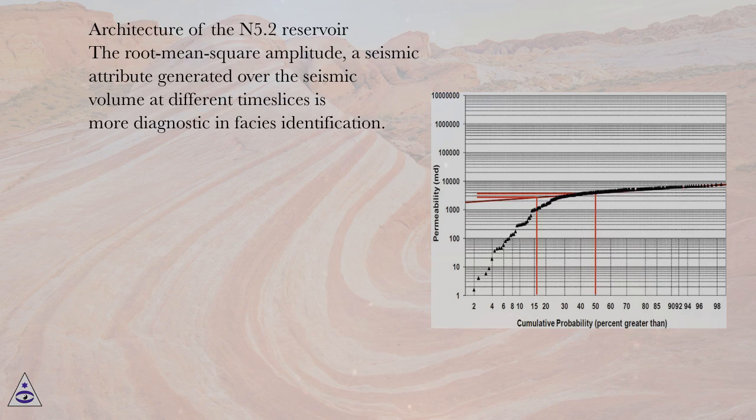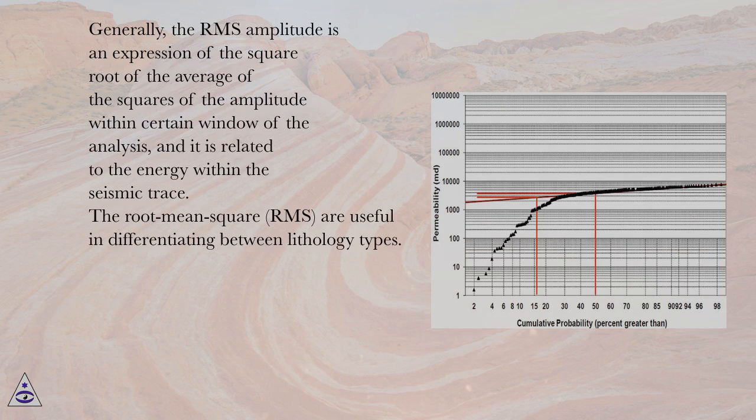Architecture of the N5.2 reservoir. The root mean square amplitude, a seismic attribute generated over the seismic volume at different time slices, is more diagnostic in facies identification. Generally, the RMS amplitude is an expression of the square root of the average of the squares of the amplitude within a certain window of the analysis, and it is related to the energy within the seismic trace.